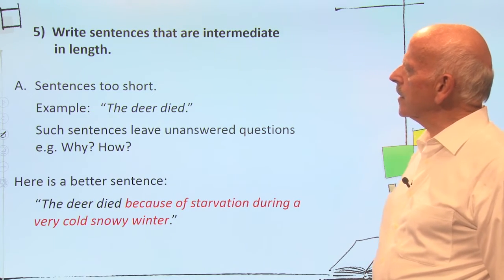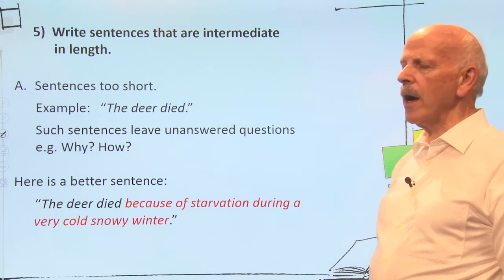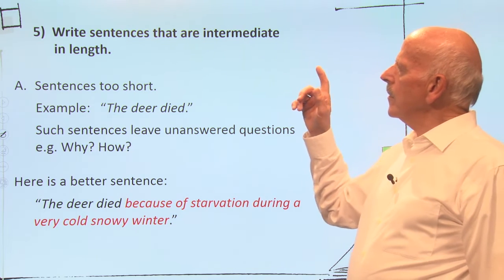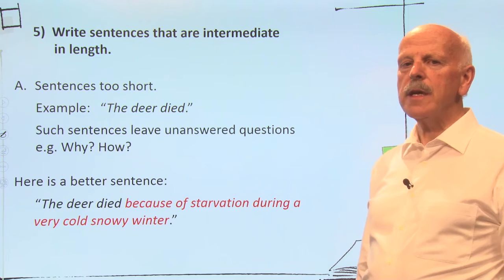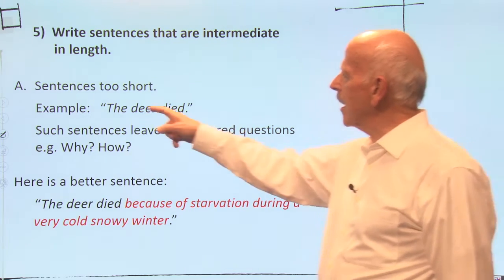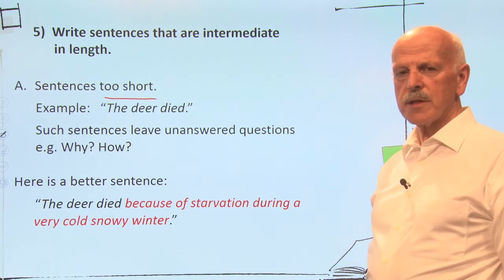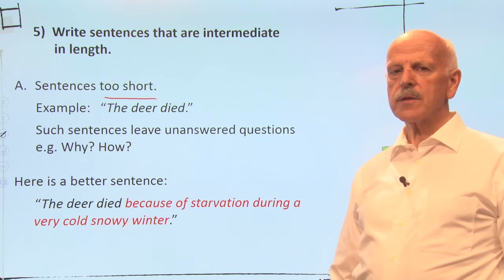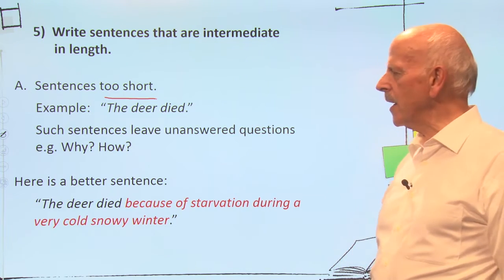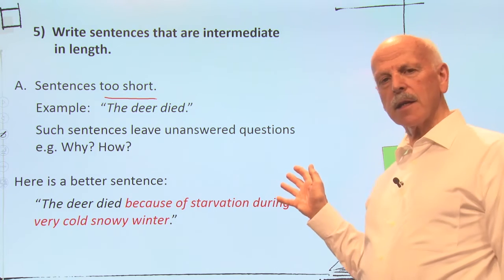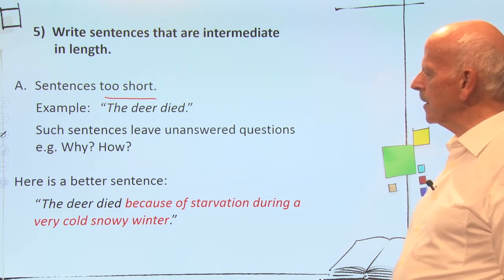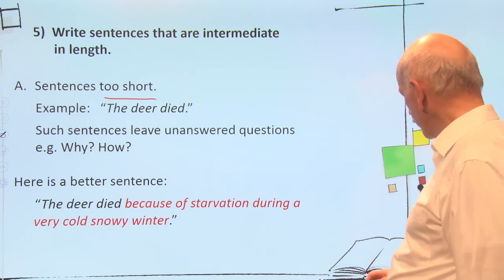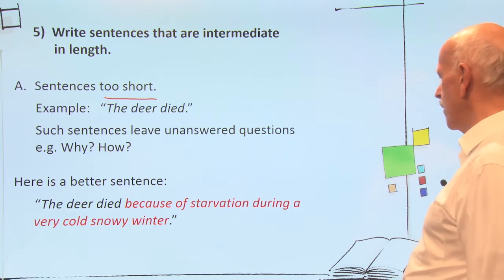And the last example here of how to make writing clearer and more concise is to have sentences that are intermediate in length. Sentences that are too short leave questions in people's minds. So for example, the deer died. That leaves questions about how did they die and why did they die. So it's better to add a little more information to a very short sentence like that. The deer died because of starvation during a very cold, snowy winter. That is relatively easy to do.